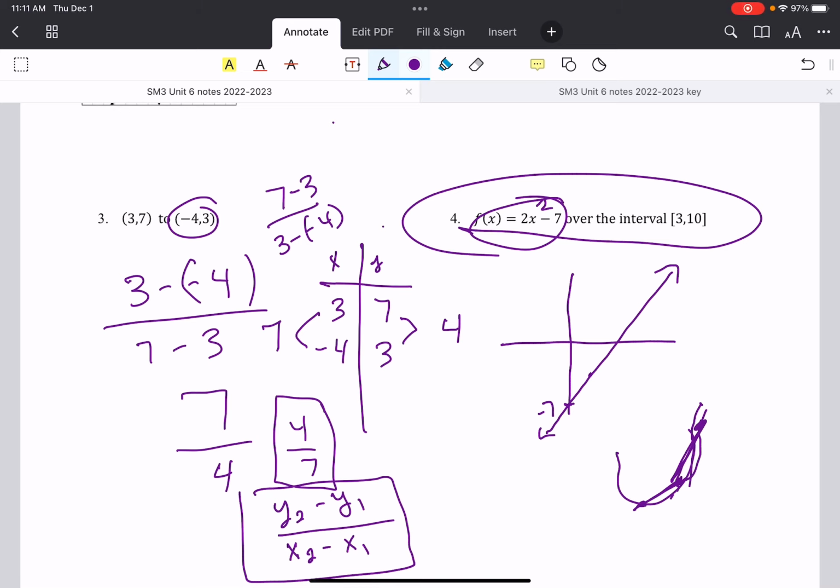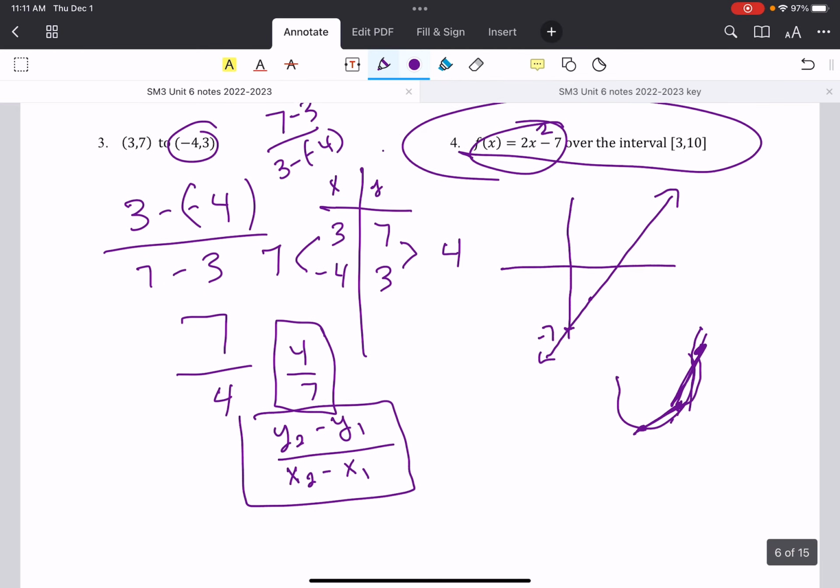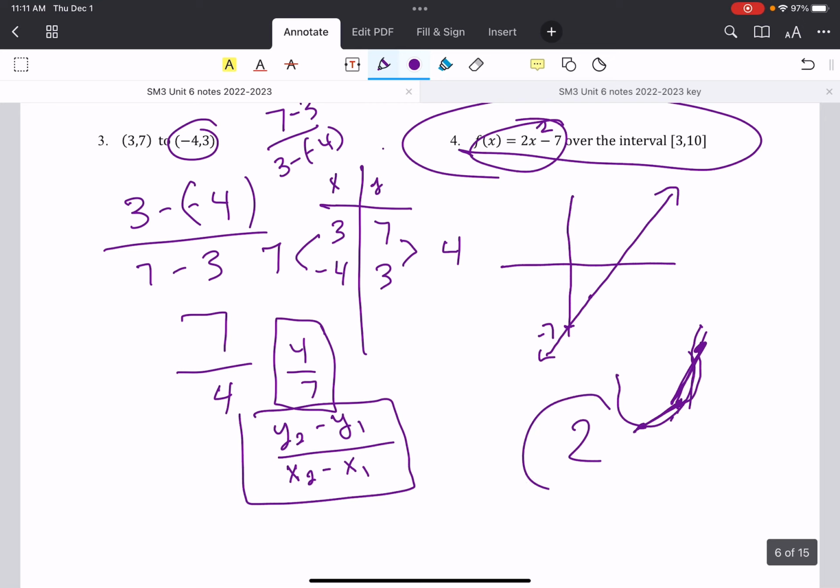So let's talk about if it changes, okay? 2. Because it's y equals mx plus b. M is your slope. The 2 is your slope.